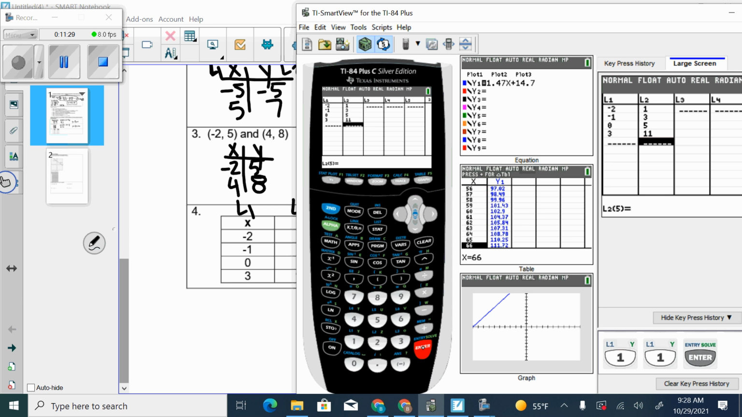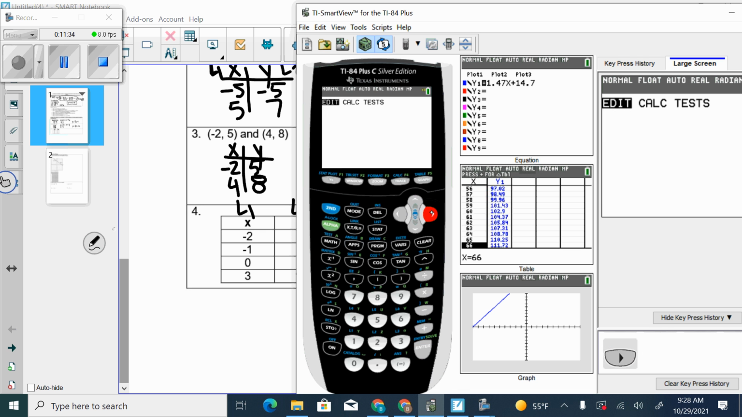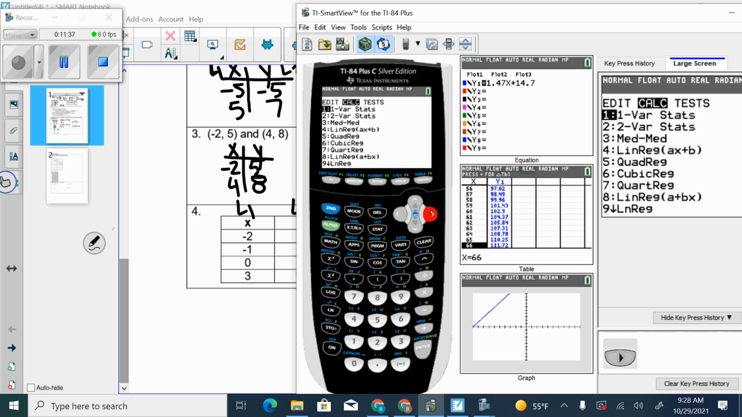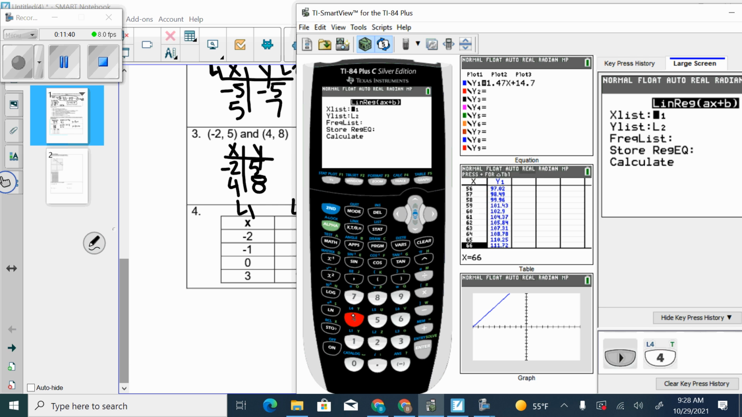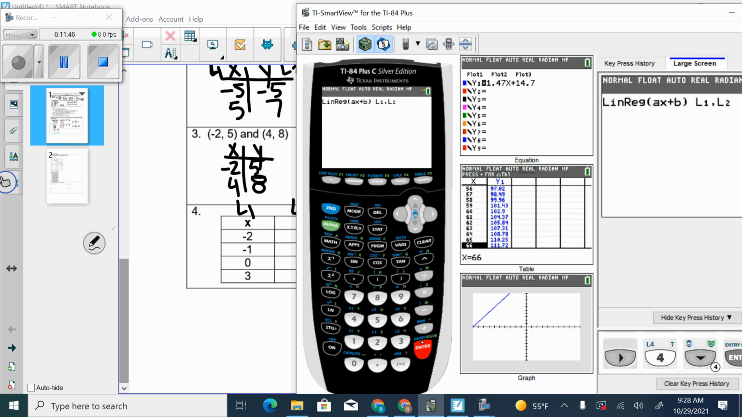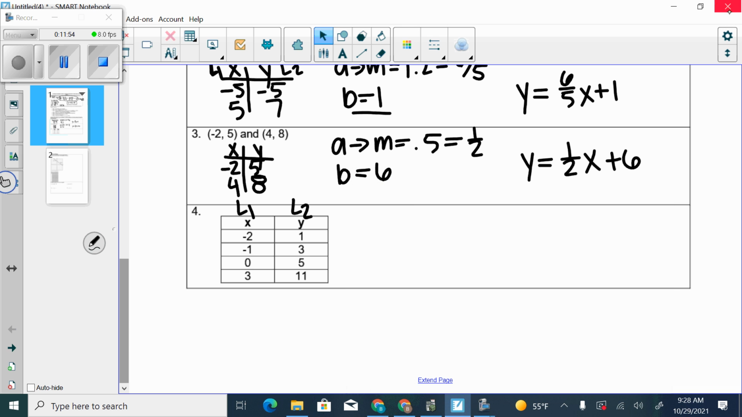Alright, once we've got all of our numbers typed into our list, we press Stat. This time we arrow over to Calc and choose number 4, Linear Regression. Go down to Calculate and press enter. We get that our A, or what we call M, is 2 and that B is 5. So I got that M is 2 and B equals 5. So the equation of our line would be y equals 2x plus 5.